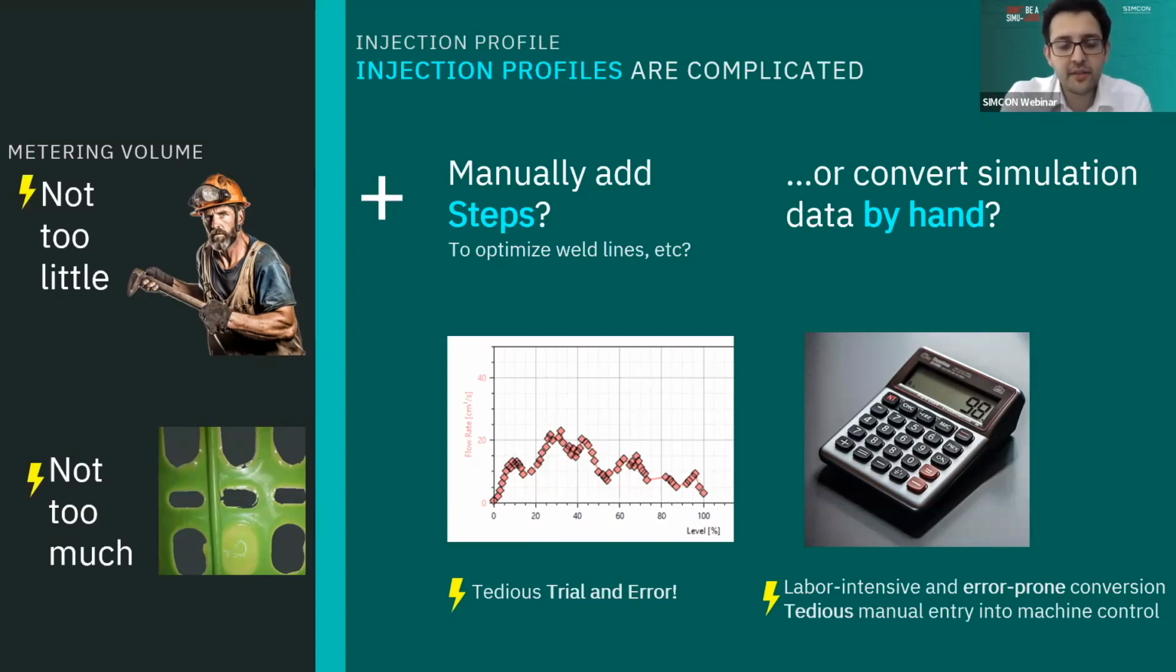And you can imagine, either determining this on the machine in trials is very tedious, and if you want to bring this to the machine via a sheet of paper, that's also a lot of input. So with just the connection between simulation and the machine, this can be way quicker and done without error-prone conversions.